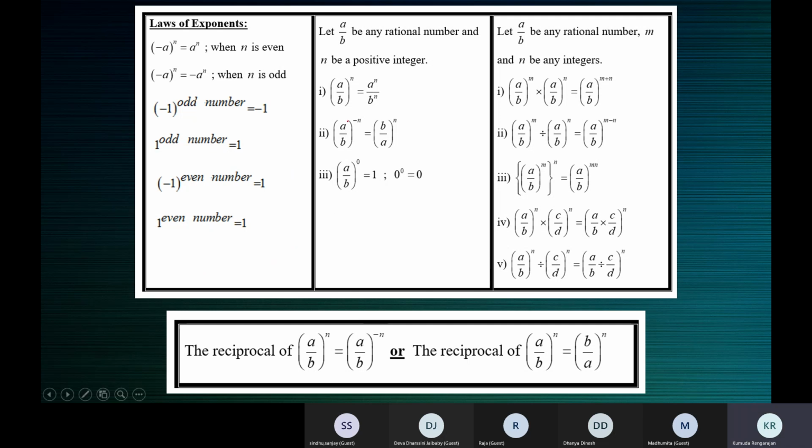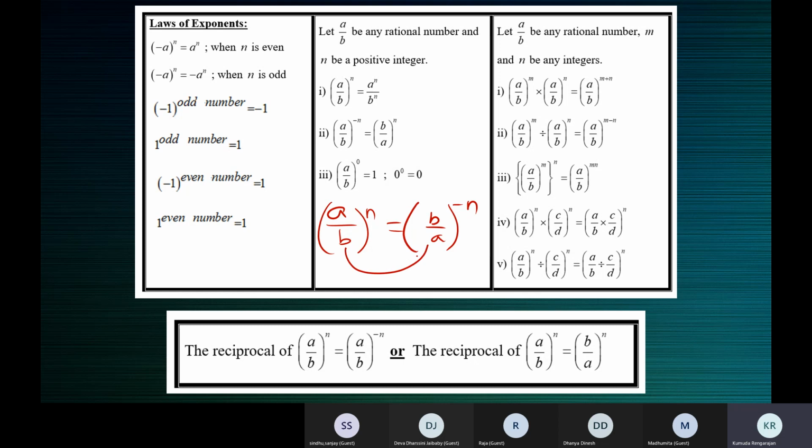Similarly, children, if you're given (a by b) to the power n, and you're asked to write its equivalent, equivalent means you should do both the changes. The two components are base and power. You must take the reciprocal of the base, so the reciprocal of the base means b by a. And you must write the negative of the power. You should not take the negative of the base. n becomes minus n.